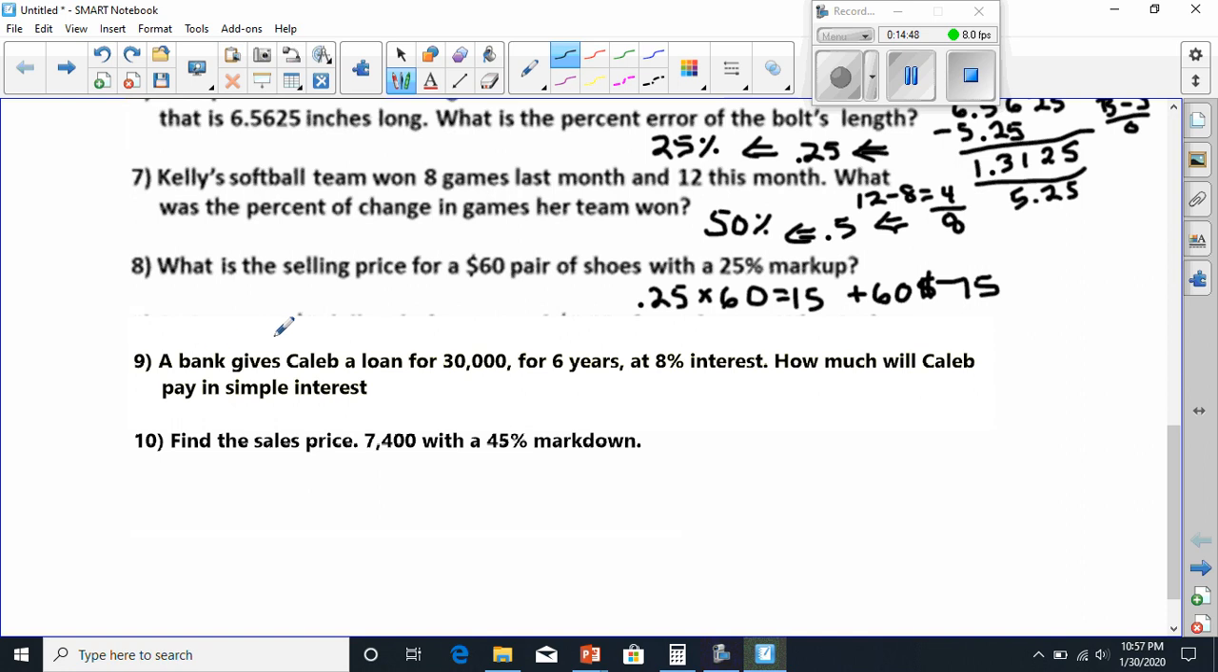So the bank gives Caleb a loan for $30,000 for 6 years at 8% interest. How much will Caleb pay in interest? Well, let's see. For this one, they gave us the principal, the time, and the interest. So the minute they did that, I knew I was going to use I equals PRT. That's the interest equals the principal times the rate times the time. So let's see if this works out. First, we've got the principal, right? That's going to be 30,000, excuse me.